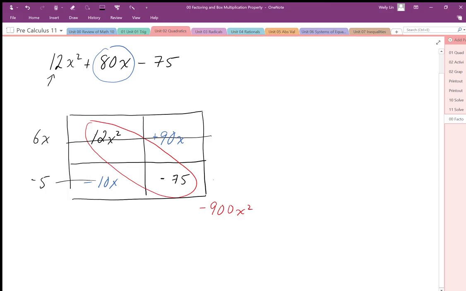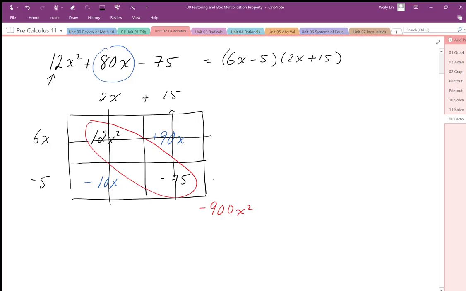So this was negative 75. And then we can take out the common factor vertically. That's going to be 2x. The common factor this way is going to be 15, so it's going to be 2x plus 15. So this factors into 6x minus 5 and 2x plus 15.